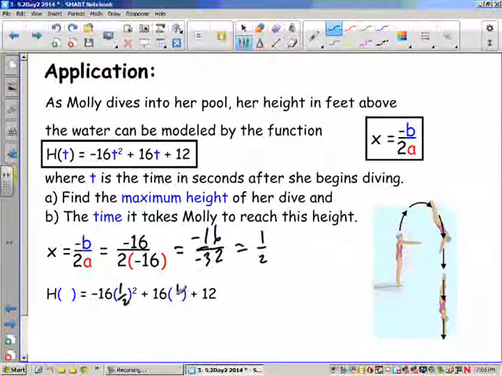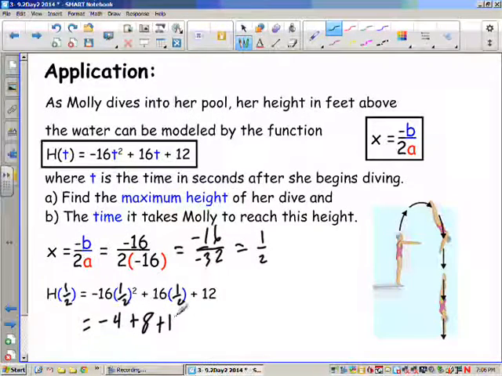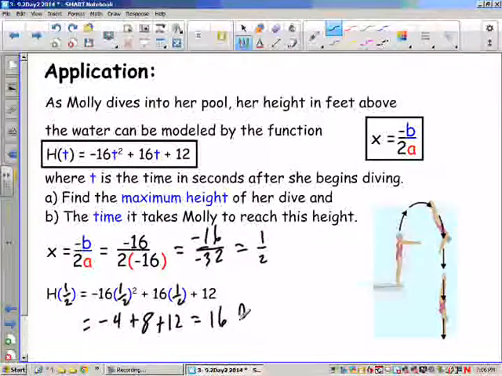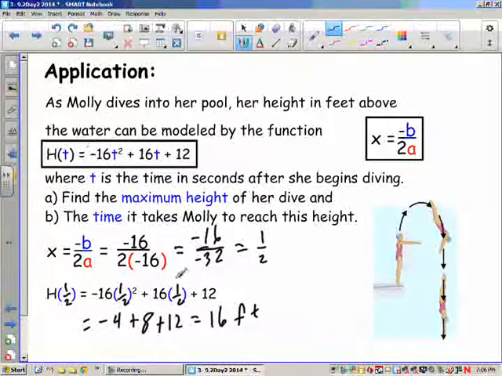And if we plug in a half here, we're going to get negative 16 times a half squared, that's a fourth. So negative 16 divided by 4 is negative 4, plus half of 16, that's 8, and then the 12. And when we do the math here, we get 20 for 8 plus 12 minus 4, so 16. She's at 16 feet above the water.